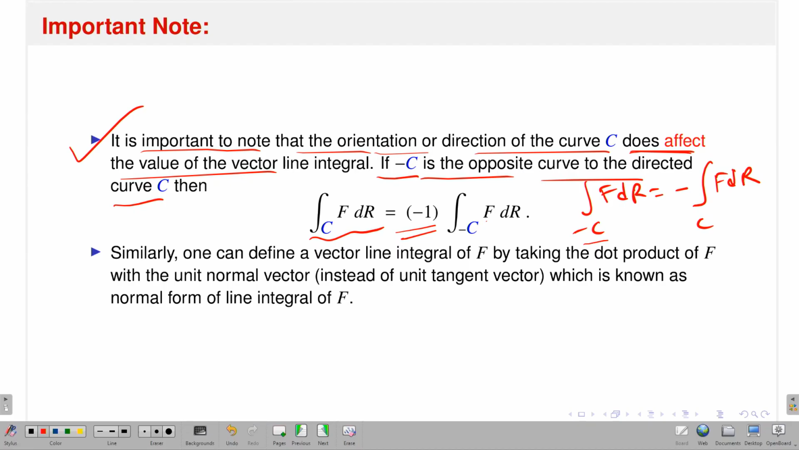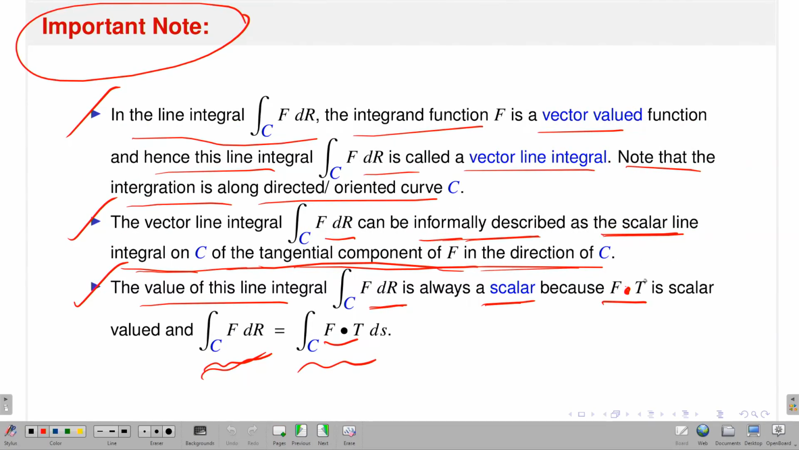There is a minus sign that will be there. Now, similarly, as I said, it is nothing but the scalar line integral on C, which is the tangential component of f in the direction of C.